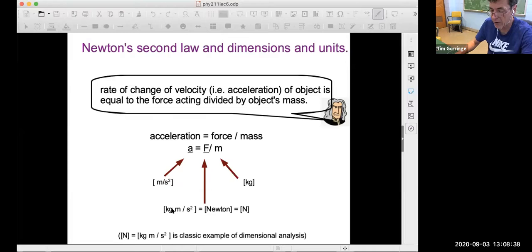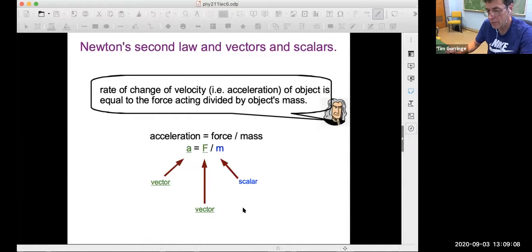In SI units, kilograms, meters per second squared. And we use that combination so much. The concept of force is so important that we call that combination a Newton. 1 kilogram meter per second squared is 1 Newton. And we give it the symbol uppercase N. So this is a Newton here. So that's an important point about the dimensions.